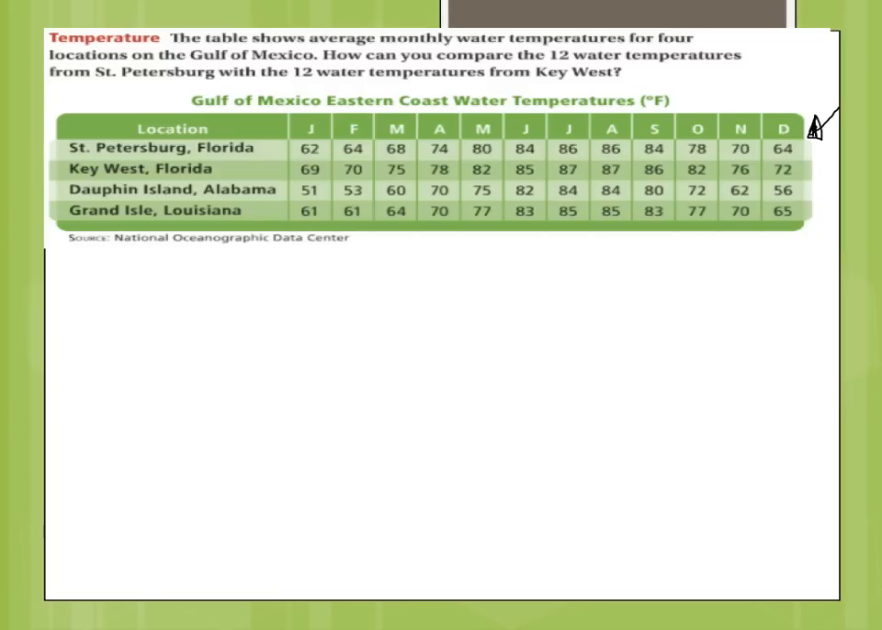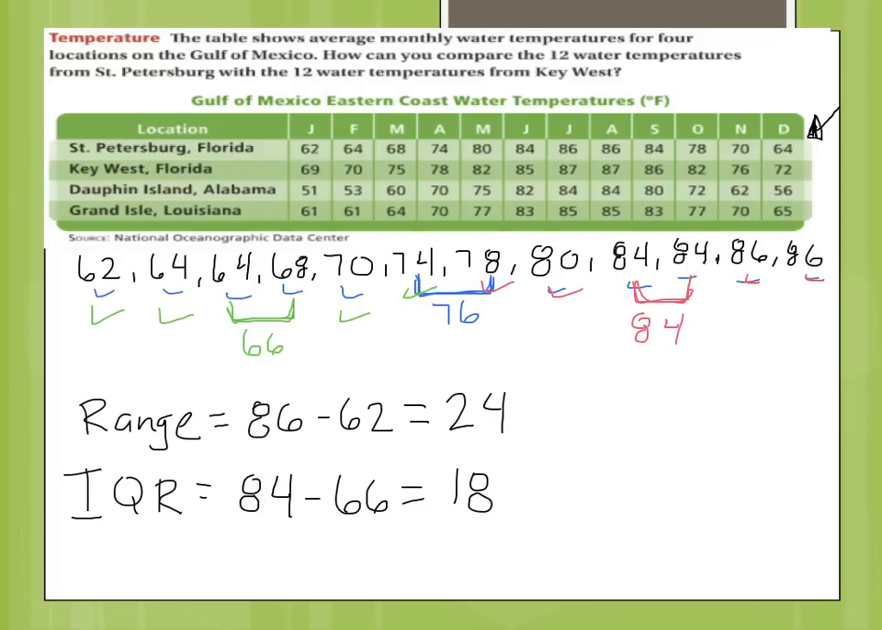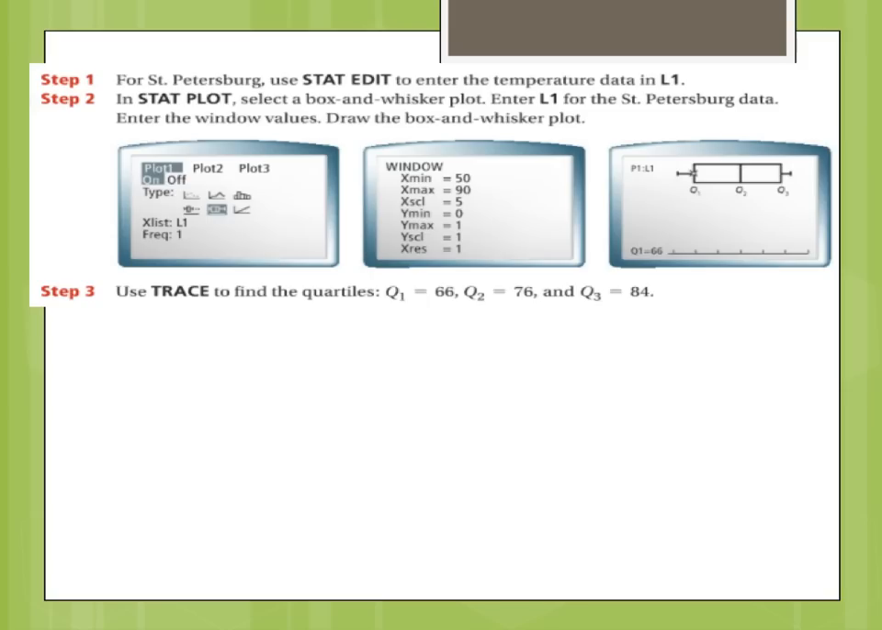So first thing you have to do is order them. Your median should have been 76, your Q1 should have been 66, Q3 84, and then your range is 24, and your IQR is 18. Now I would write down these steps in your notebook to make sure you have them as a reference if you need to remember how to use your graphing calculator to do this.